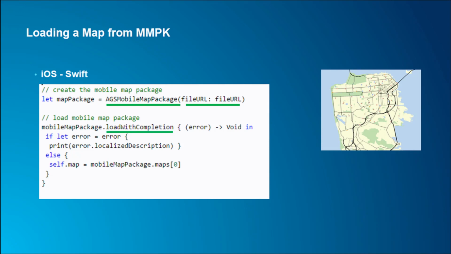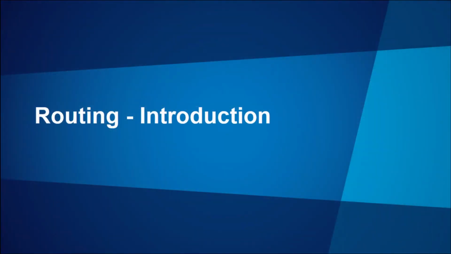And then if we were to use Swift, again, create a mobile map package, path to the file, load, and set the map to the first map in the package. So the APIs are somewhat consistent, changed a little bit for each of their languages, but in general, what you do is exactly the same across the platforms.